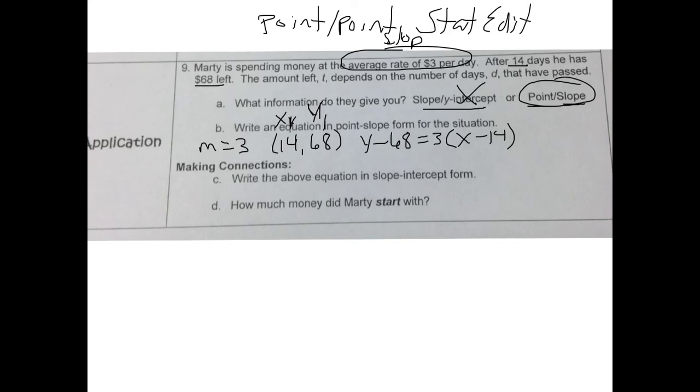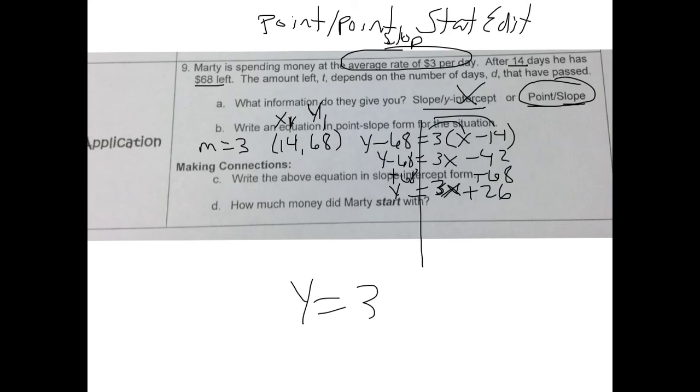Now it tells us to write it in slope intercept form, and so that's where we just distribute. So this becomes y minus 68 equals 3x minus 14 times 3, minus 42. Add 68 to both sides. And so I get y equals 3x, and then negative 42 plus 68 is plus 26. So my final equation is y equals 3x plus 26.